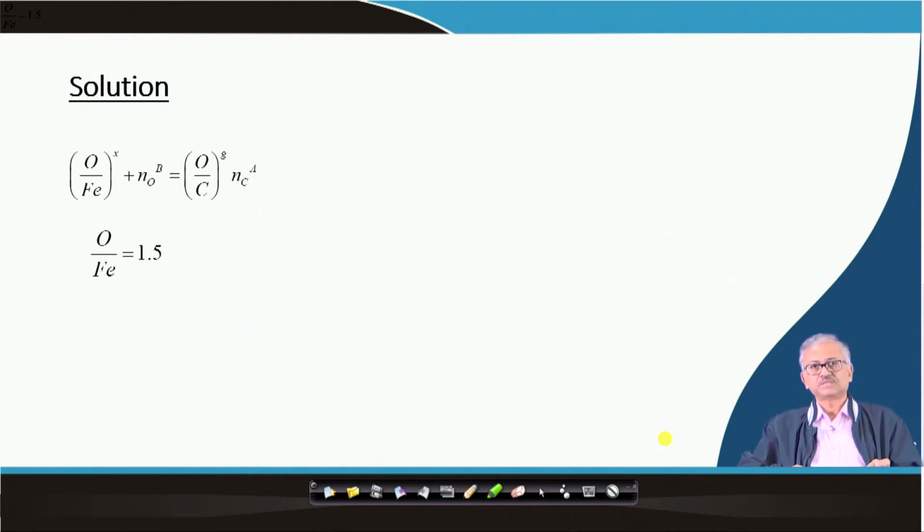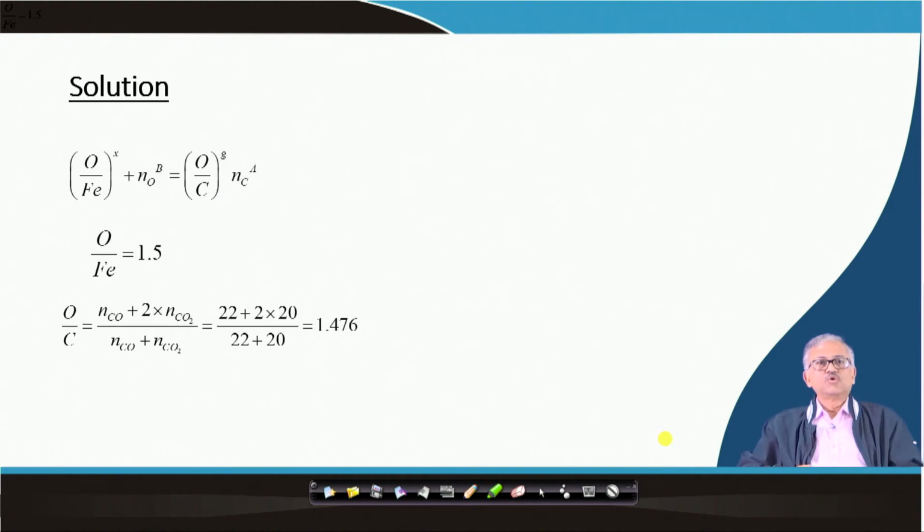Hematite is charged in the blast furnace, hematite Fe2O3. So the oxygen to iron ratio is 3:2, which is equal to 1.5. That is, if you want to produce 1 gram atom of iron, the oxygen that is coming per gram atom of iron is basically 1.5.